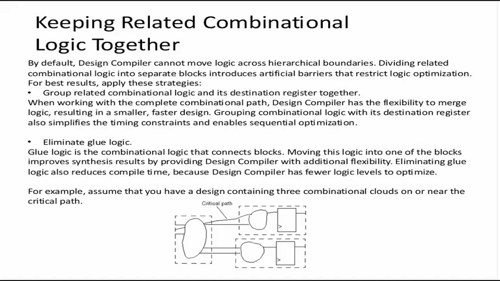So for best results, there are two strategies. First is grouping related combinational logic and its destination registers together. When working with the complete combinational path, Design Compiler has the flexibility to merge logic, resulting in a smaller and faster design.